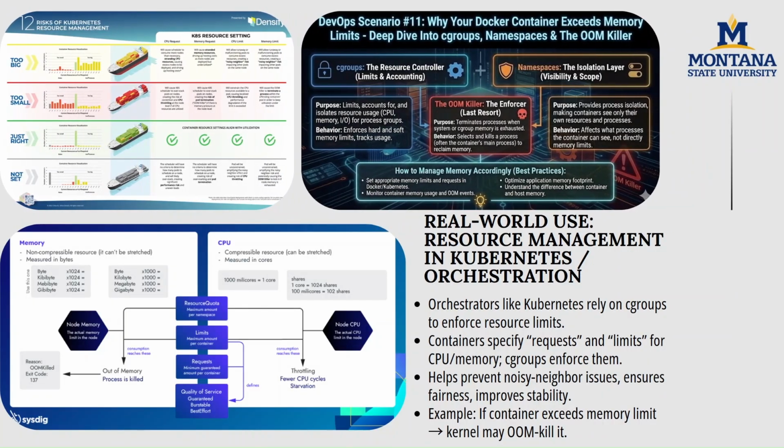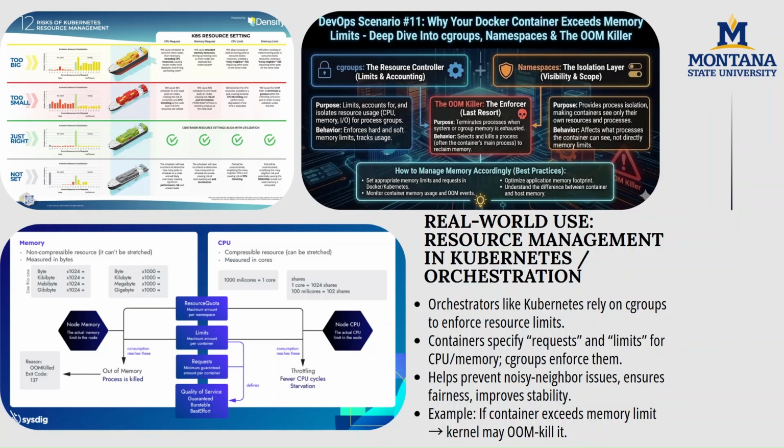In real-world deployments, orchestration systems like Kubernetes rely heavily on cgroups to manage resource usage across many containers. When you define a container, you often specify resource requests and limits. So this container needs 256 megabytes of RAM, but no more than 512 megabytes. Under the hood, Kubernetes, via the kubelet and container runtime, uses cgroups to enforce those limits.